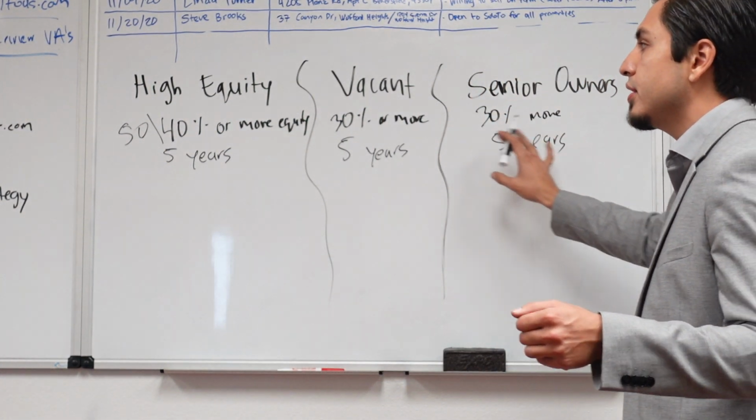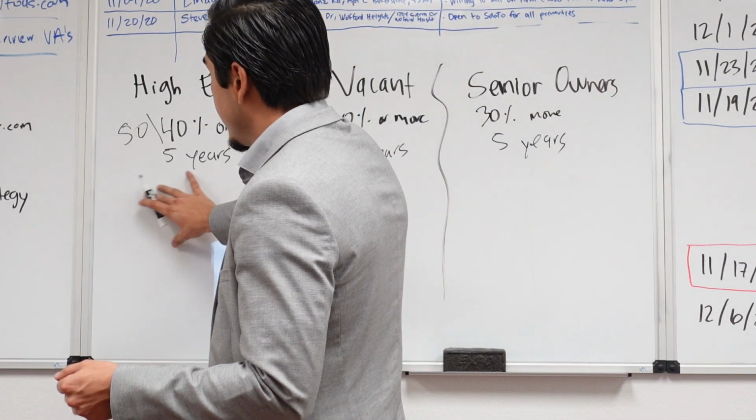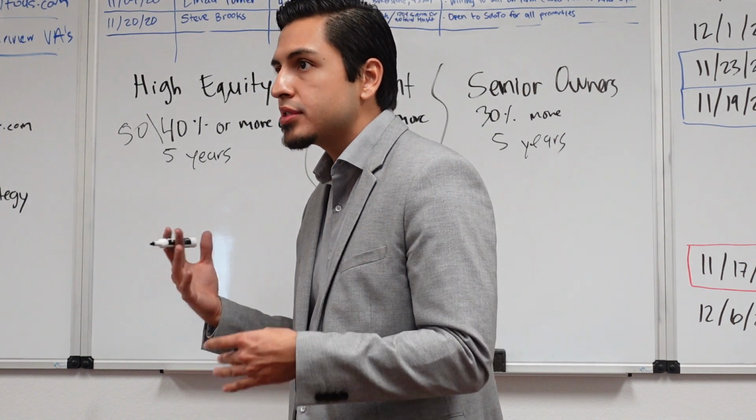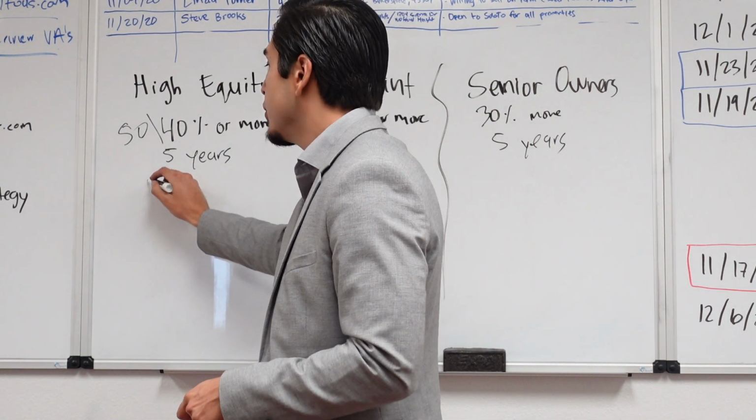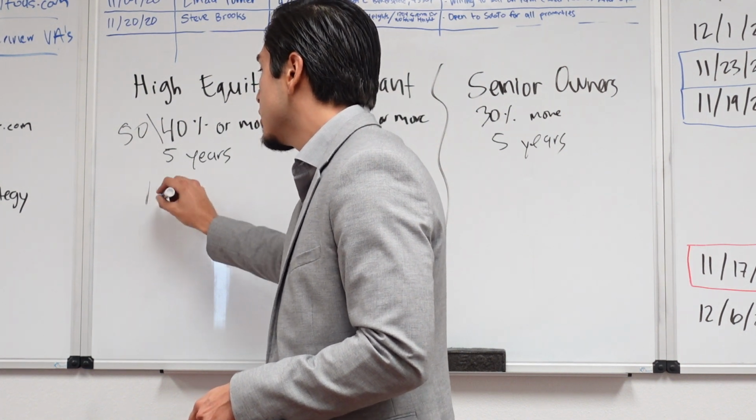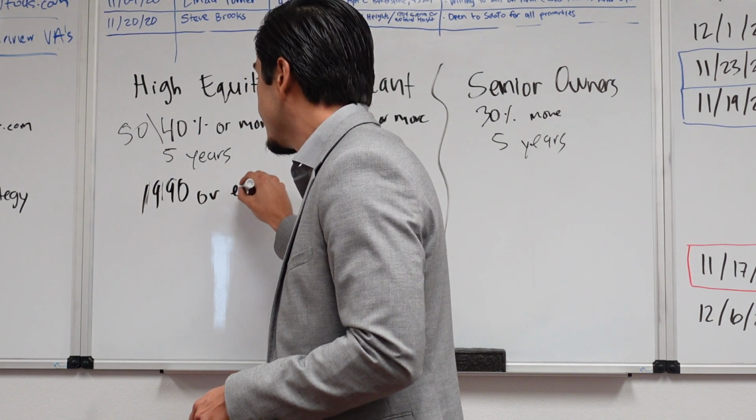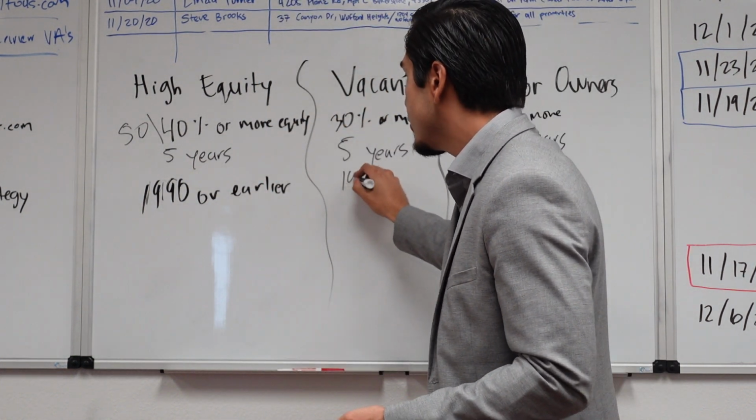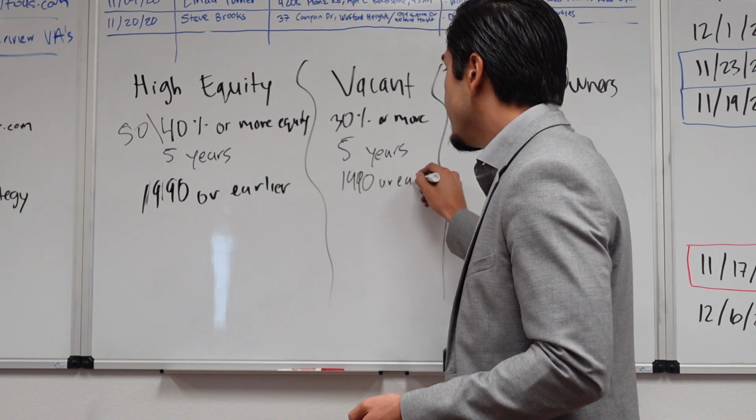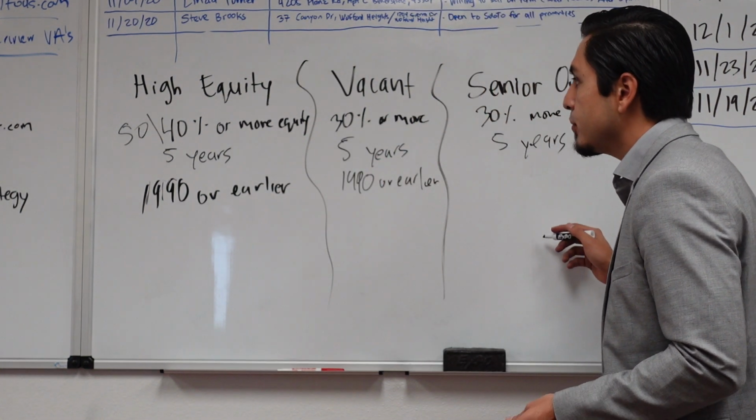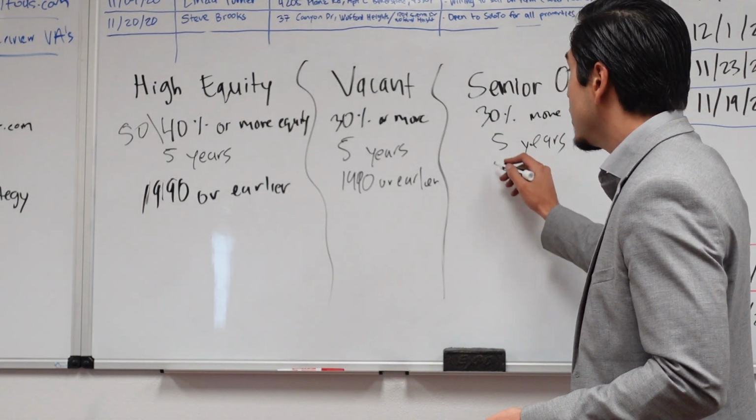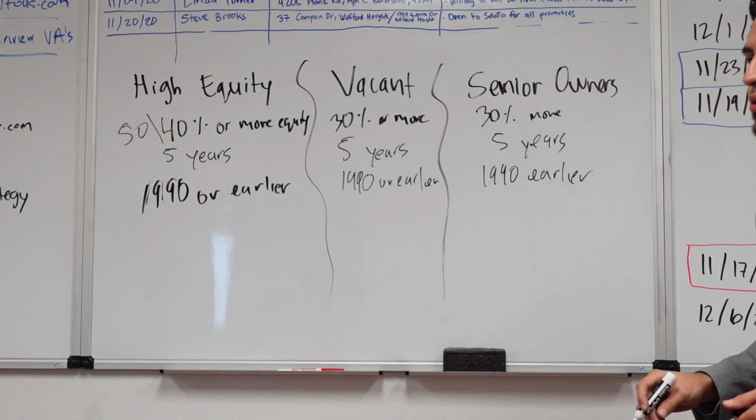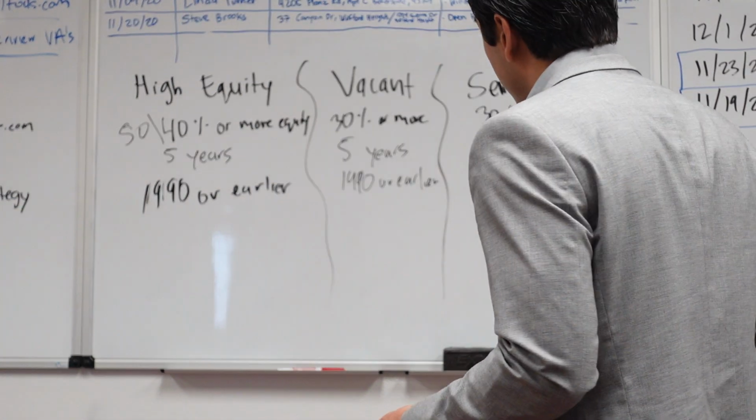Senior owners, I also like to go 5 years. Since high equity is such a big list, and since high equity usually we do purchase properties more cash, I like to go 1990 or earlier. For vacant, I could do 1990 or earlier as well, because if they're vacant, that usually tells me that the property was abandoned, they didn't care for it anymore, they don't want it anymore. Same thing for senior owners. I'll keep it 1990 or earlier, just because senior owners are older.